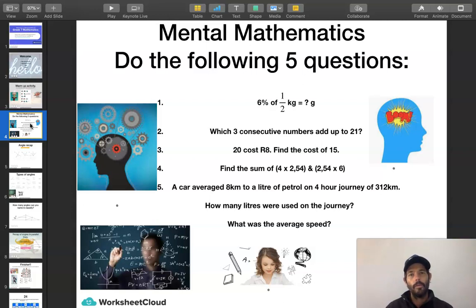20 cost 8 Rand. Find the cost of 15. Find the sum of 4 multiplied by 2,45 and 54 and 2,54 times 6. A car averaged 8 kilometers to a liter of petrol on a 4-hour journey of 312 kilometers. How many liters were used on the journey, and what was the average speed? Right, give it a shot.